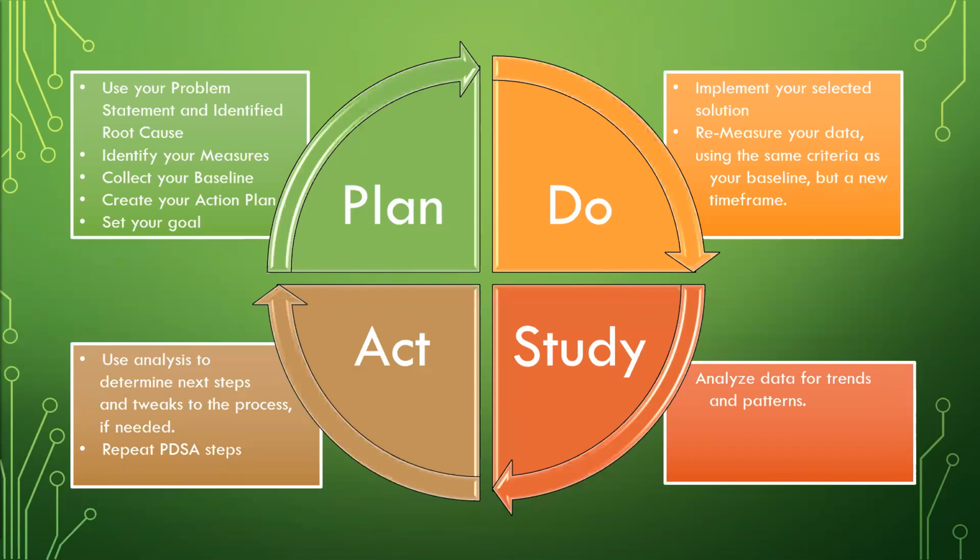The study phase is really about looking at that data and determining if there are any trends or patterns that you can see. Are things going the way you expected or the way you had hoped? And then based on that analysis, you act. So you decide what tweaks are needed, if any, and then go again through the plan and the doing and the studying. It's a cyclical quality improvement process.